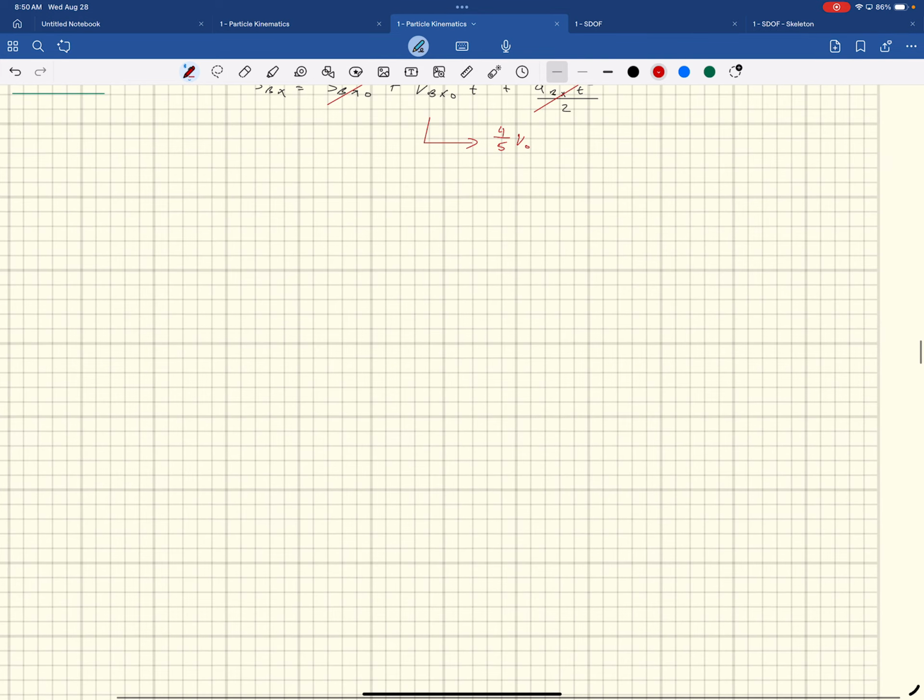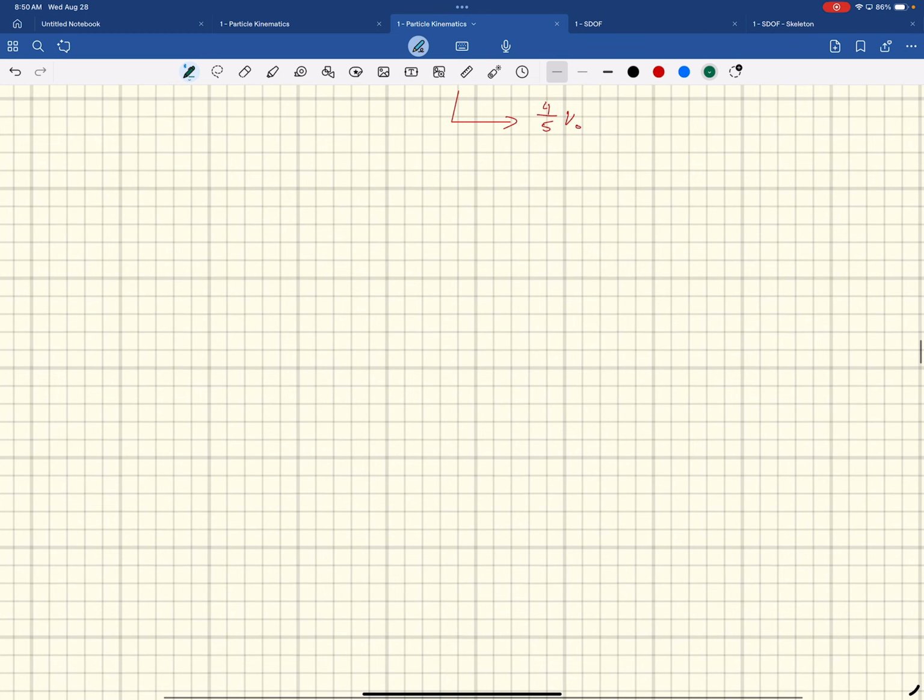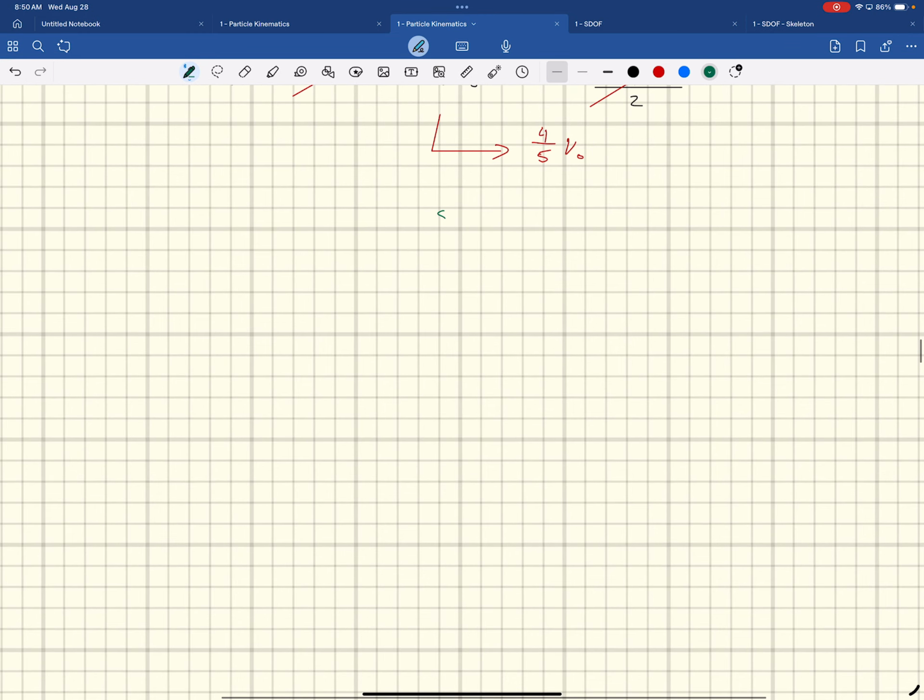And so let me just write this equation, and then we'll finish this next time. This is SBX as a function of time is equal to 4/5 v naught times time. That's it.